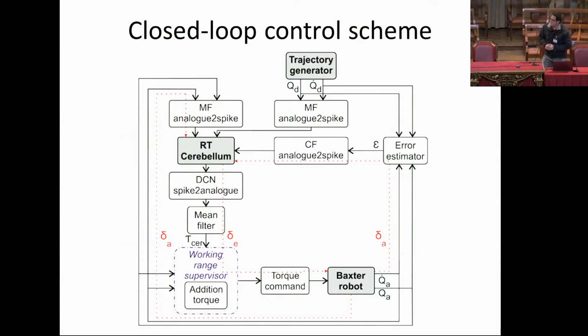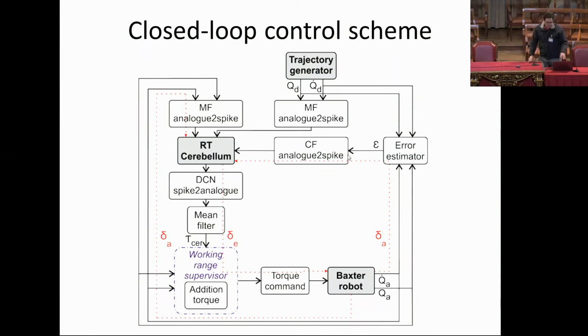The control scheme implemented is this one. We have the trajectory generator that generates the analog signal, the desired position and velocity signal, and also the Buster robot that generates the actual position and velocity signal. We transfer all this analog signal to spikes and process it in the cerebellum. The cerebellum generates the output activity that we transfer to a torque motor command that we send to the robot, and we minimize the error, which goes back to the cerebellum through the climbing fiber.